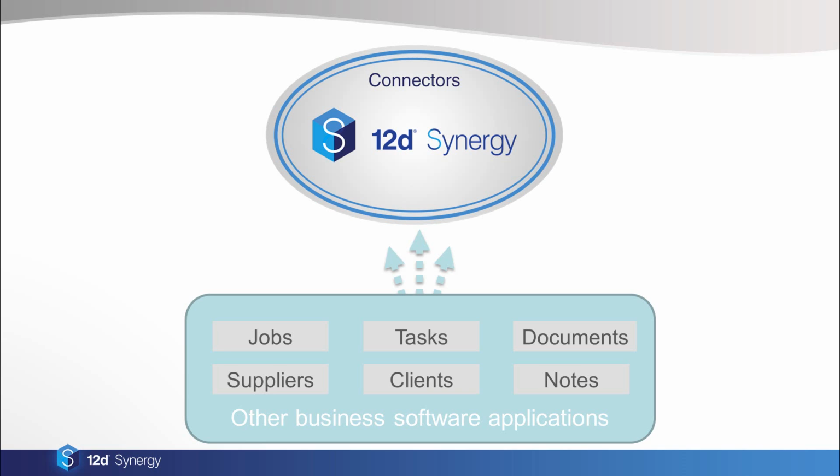Because Synergy's attribute system is so flexible, you can bring any kind of data in from an external software application. For example, job attributes like job status and job type, document attributes like author and sign-off status, supplier attributes like contact phone number and procurement manager, client attributes like office address and client since date, and anything else that you might want to bring into Synergy.